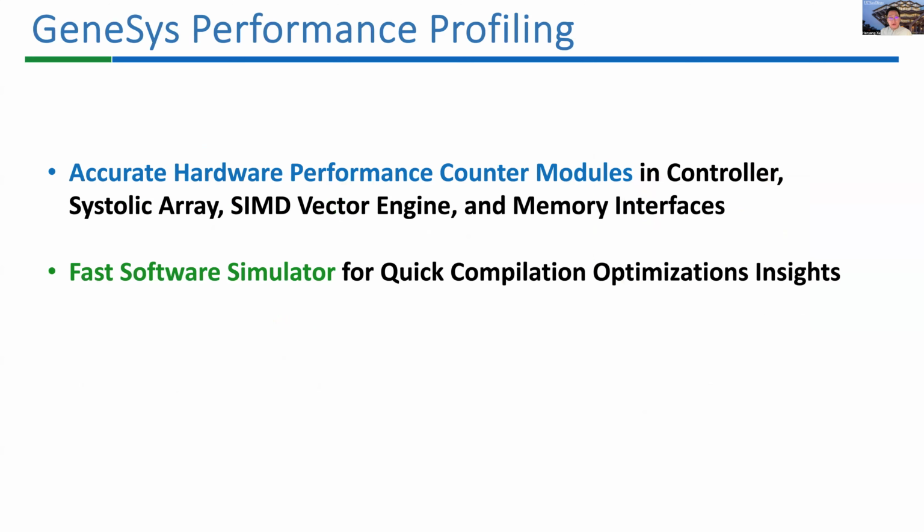The GeneSys Performance Profiling infrastructure consists of accurate hardware performance counter modules in controllers, systolic array, SIMD vector engine, and memory interfaces that can be synthesized and record real-time performance in the actual hardware. It also consists of a fast software simulator for quick compilation optimization without any hardware implementation.